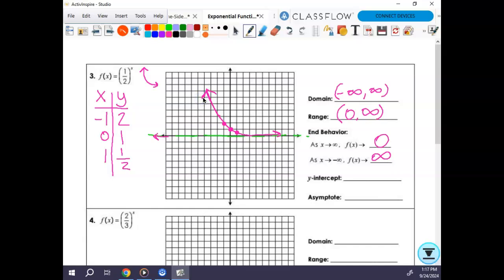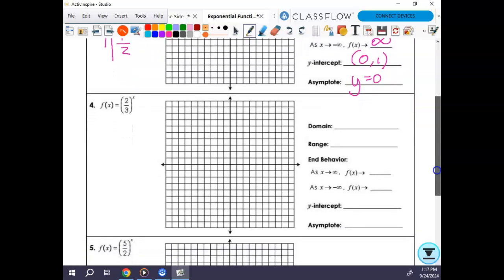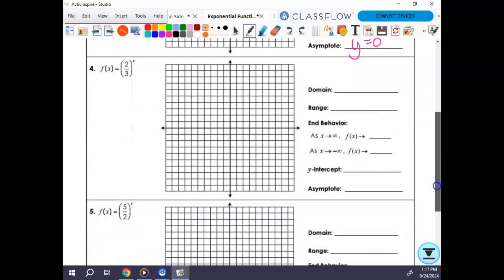What's my y-intercept? 0, 1. Because anything to the 0 power is going to give you 1. And then my asymptote is at y equals 0. You got the hang of that?